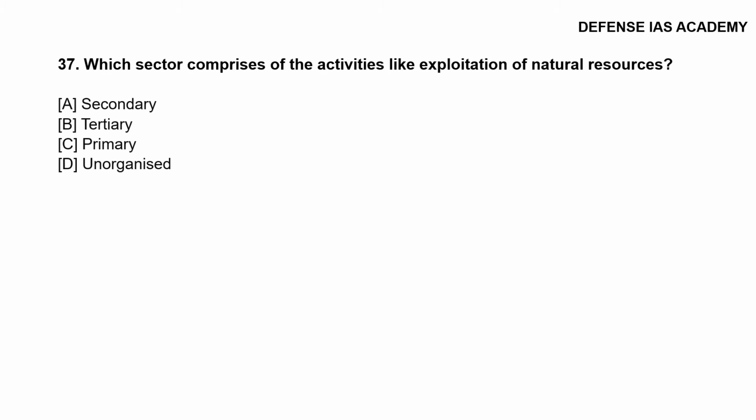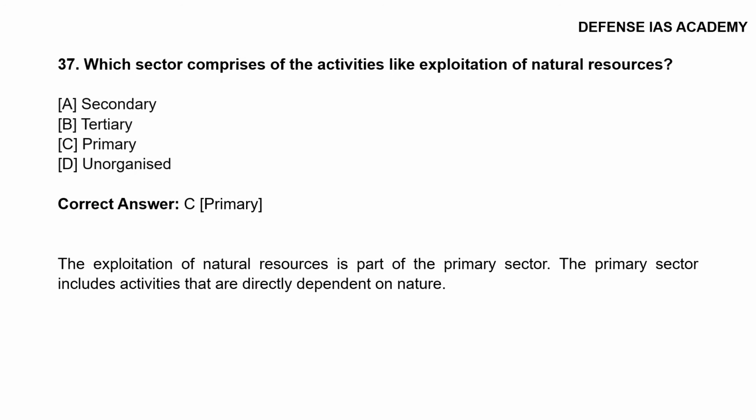Question 37. Which sector comprises activities like exploitation of natural resources? The correct answer is primary. The primary sector comprises activities like exploitation of natural resources. The primary sector includes activities that are directly dependent on nature.